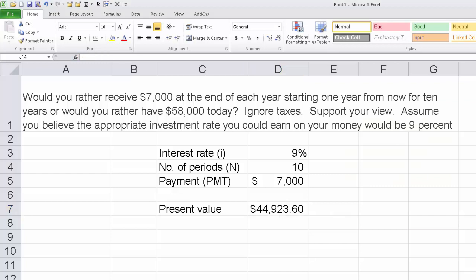But you can see from this answer that if 9% was the appropriate investment rate, we'd be better off with the $58,000 rather than taking payments of $7,000 a year for 10 years.